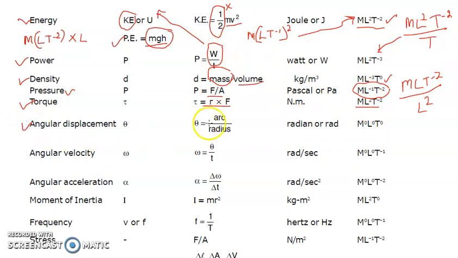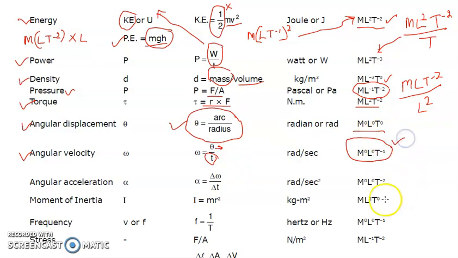Angular displacement, you must have learned this in your mathematics class. Theta is equal to arc upon radius. It does not have any dimension, it is a dimensionless constant, so it will be M0 L0 T0. Angular velocity would be angular displacement upon time, and angular displacement is represented by theta. Theta has the dimension M0 L0 T0 upon time, so it would be M0 L0 T minus 1.